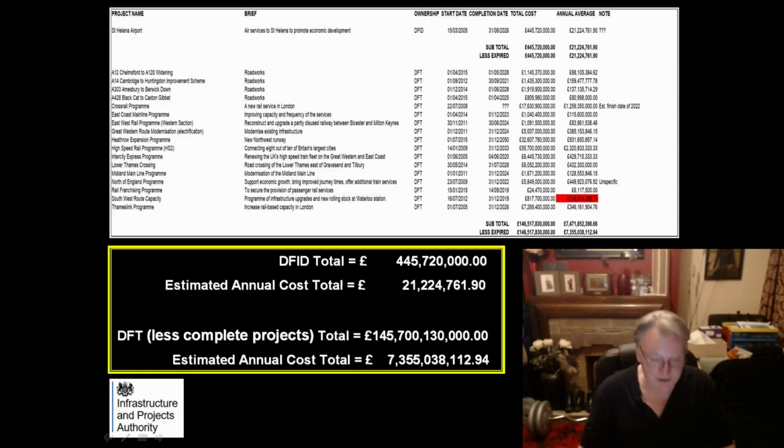Right, so then we move into DFID, the Department for International Development, right at the top there. Now this is a strange one. So apparently it's a project, remember? So apparently we're going to pay £445 million to have an airport built at St Helena.